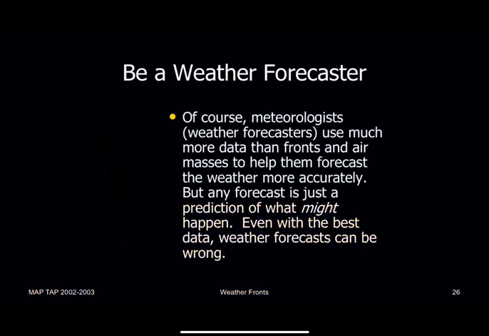Of course, meteorologists, which are people who forecast weather, use much more data than fronts and air masses to help them forecast the weather more accurately. But any forecast is just a prediction of what might happen. Even with the best data, weather forecasts can be wrong.